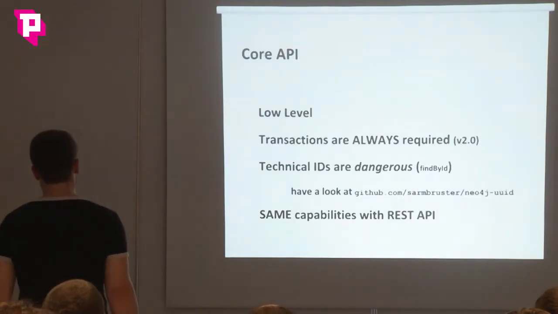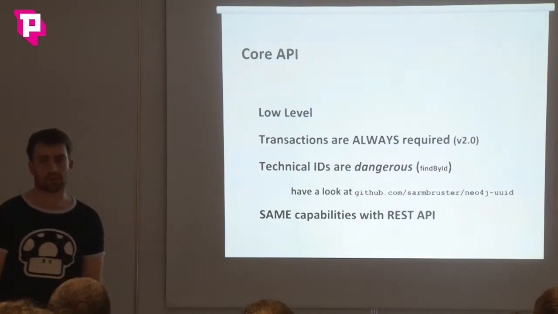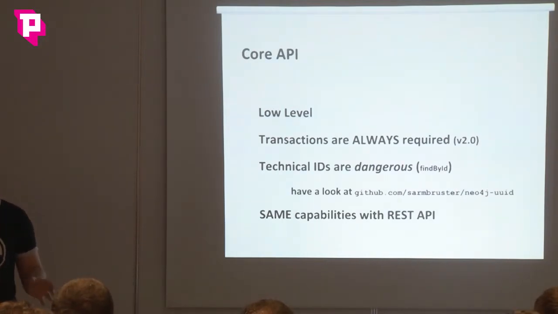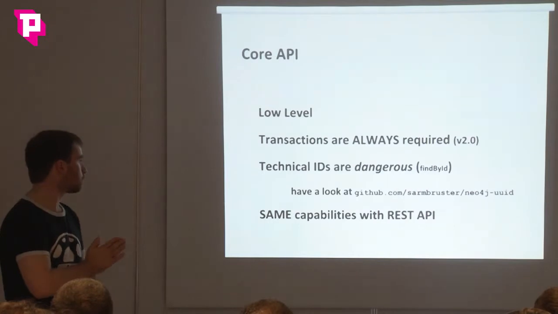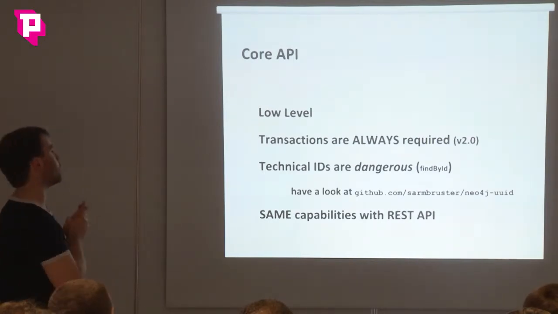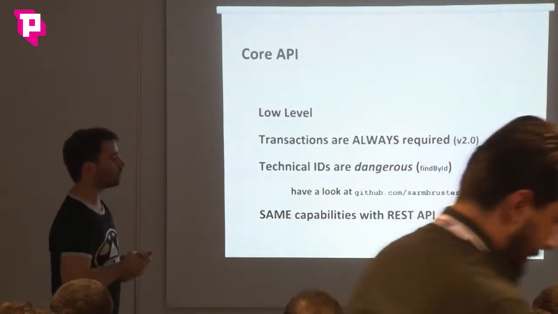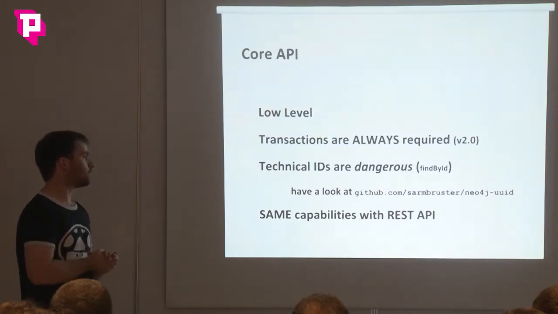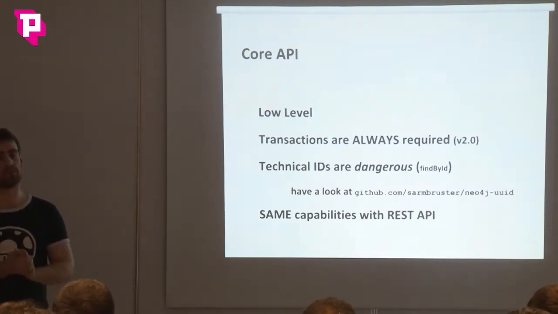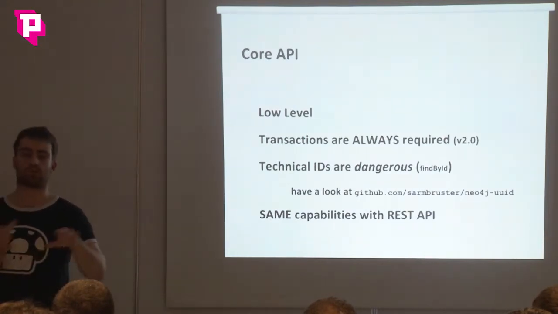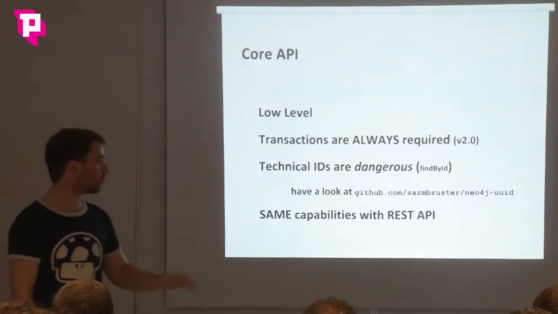So as you can see, Core API is very low level. I can play with one node, one relationship, but I cannot do much. Transactions are already required, and this is going to go. There were some subtleties in there, etc. Technical IDs, I'm repeating myself, don't use them unless for local comparison. Don't store them as an external reference.